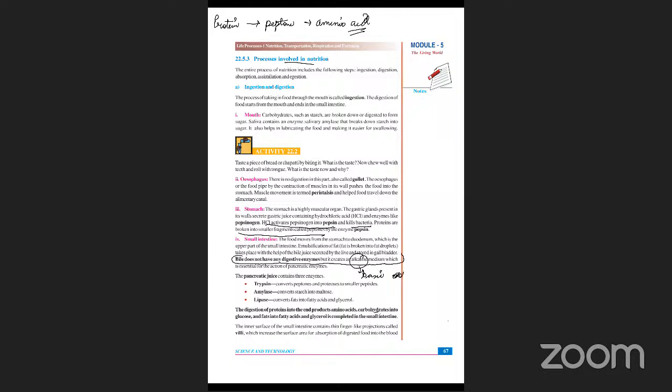So when the stomach food is coming into the intestine, it will be treated with bile juice so that the bile juice attacks the food and makes it alkaline.